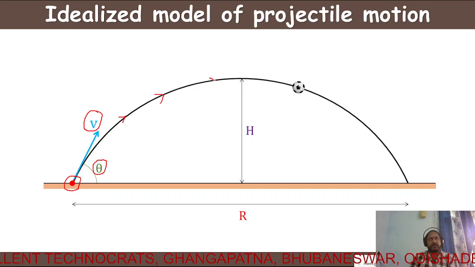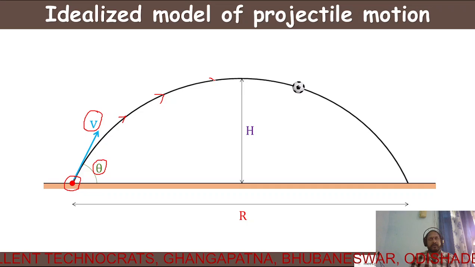There are certain terms here which you'll read in the coming slides. One is R. What is R? Horizontal range. R is the horizontal range. What is H here? H is the maximum height. V is the velocity of projection. Theta is the angle of projection. Clear? So, any object which is projected in the air is called a projectile.